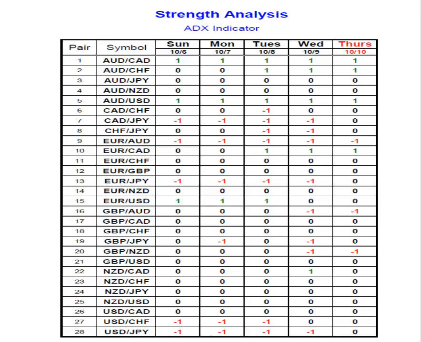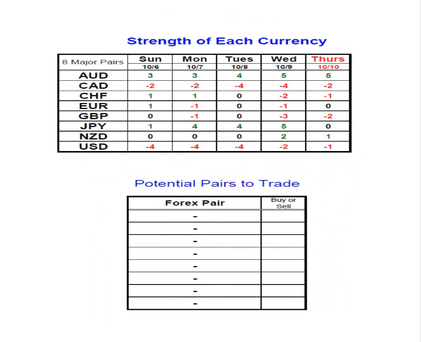Here's the ADX analysis chart for October 10th. Please compare this with the results of your analysis. From the ADX analysis and the strength calculator, we have the following currency strengths. There's one strong currency and no weak currencies, so there aren't any pairs to trade today.